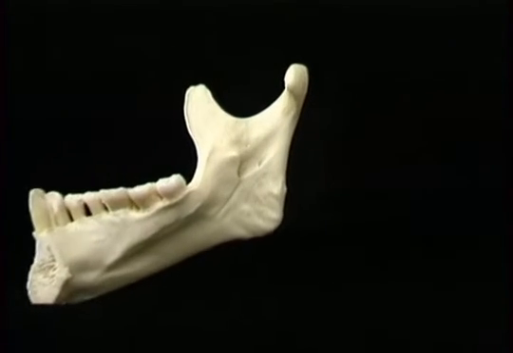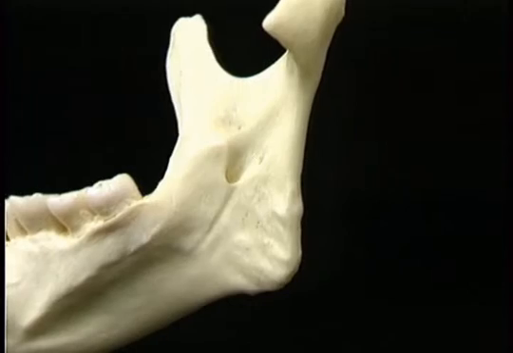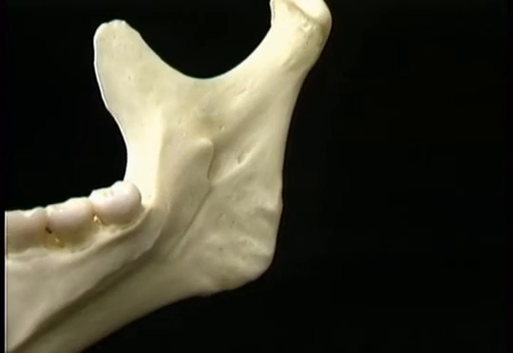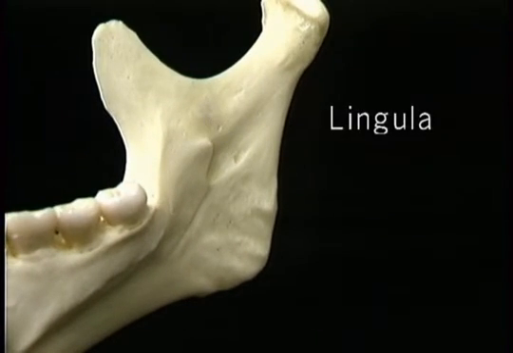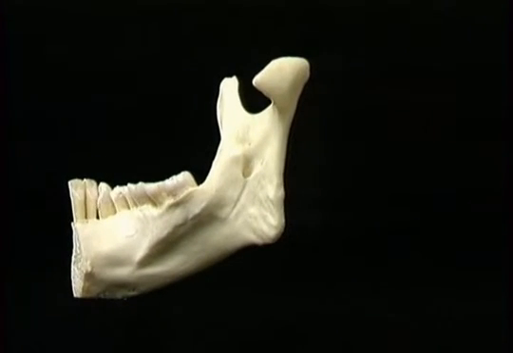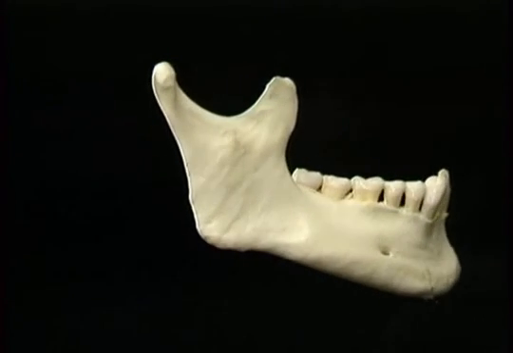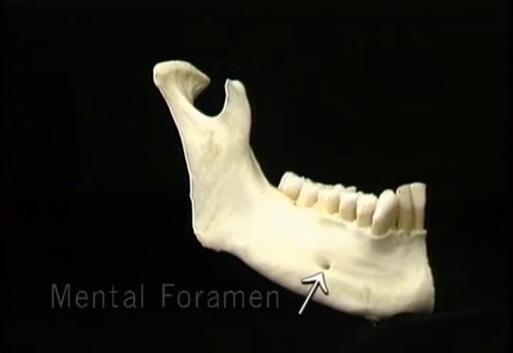In the middle of the ramus, level with the tops of the teeth, is the mandibular foramen. Just in front of it is a small upward projection, the lingula. The mandibular foramen is the start of a tunnel for the inferior alveolar nerve and blood vessels. A major branch of the nerve emerges on the outside at the mental foramen.